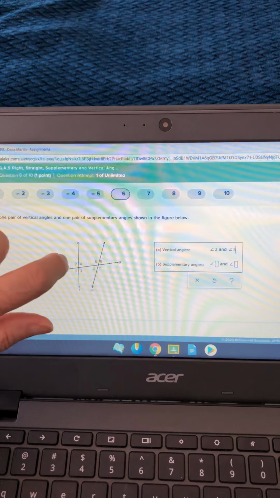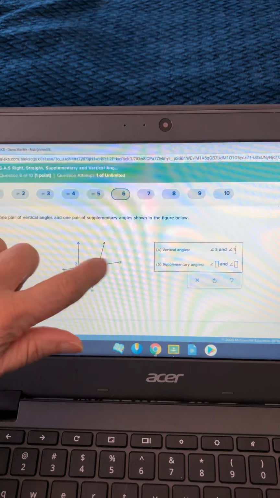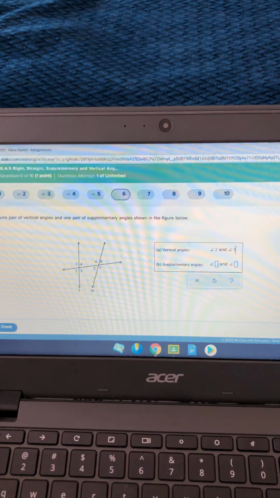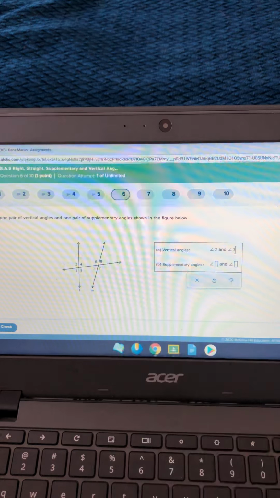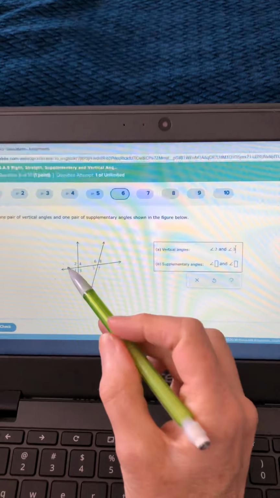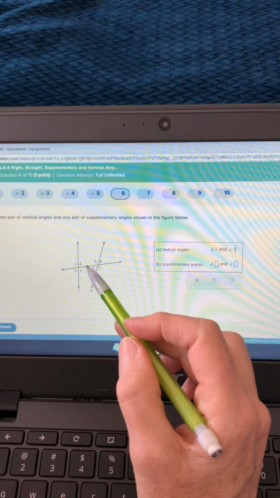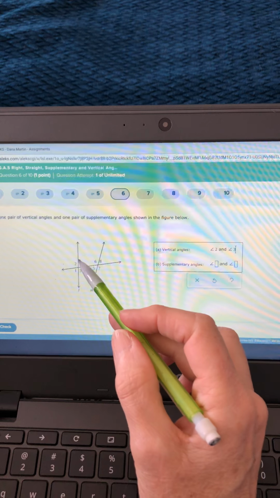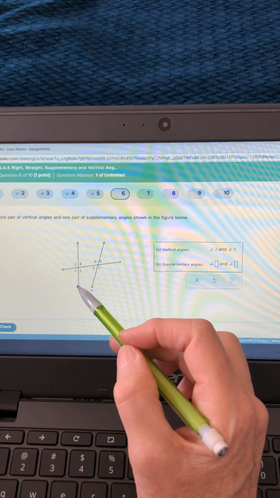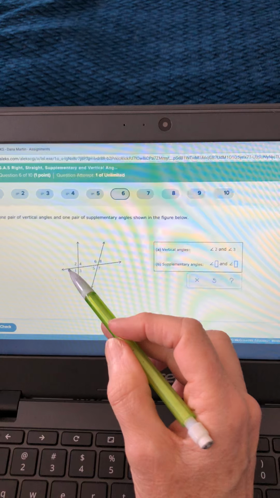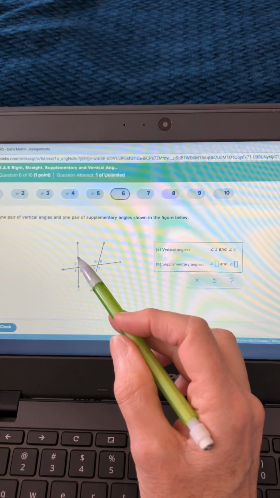It has to be opposite. But you had four different pairs of vertical angles to choose from. You only need one. Supplementary has to be on a straight angle. So 2, 4 is supplementary, but you know what else? 4, 3 is off of that line. Off of this line is 1, 3, and off of this line is 1, 2.